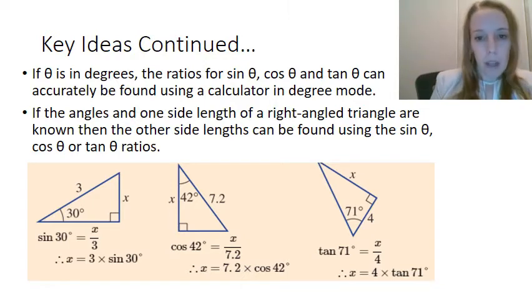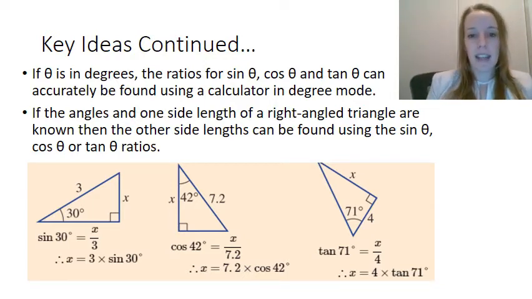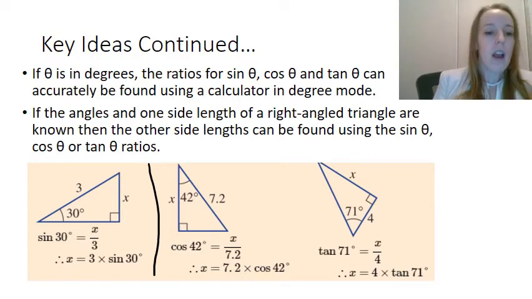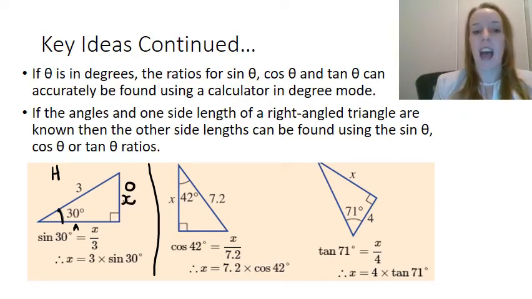Okay, so if the angles and one side length of a right angled triangle are known, then the other side lengths can be found using the sine, cos, or tan ratios. So what does that actually mean? Well, if we look here at our worked example, let's just look at this first one here. So we are given an angle, so this time it's not unknown, it's 30 degrees. We're also given 3 as our value of our hypotenuse. This is obviously our adjacent, and this is our opposite side. But our opposite side now, we've got an x, so we want to find out what that is.